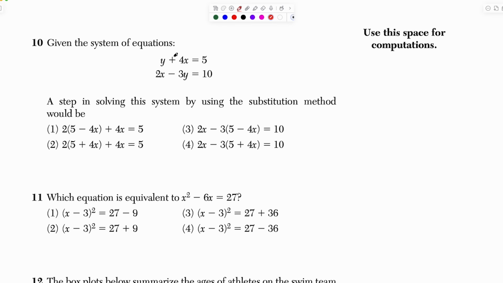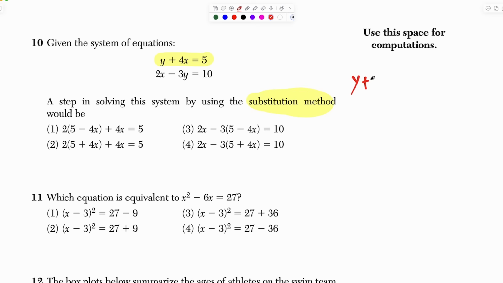Question 10, given the system of equations y plus 4x equals 5 and 2x minus 3y equals 10, a step in solving this system by using the substitution method would be, and we have these 4 options to choose from. Since we're going to be using the substitution method here, we should look at the equation that's easier to solve for one of the variables. In the first one, to solve for y, all we have to do is minus 4x on both sides. And that jumps out at me because we'll have 5 minus 4x, and a few answer choices have 5 minus 4x in them. So that's another way I see that we're going to target that first equation.